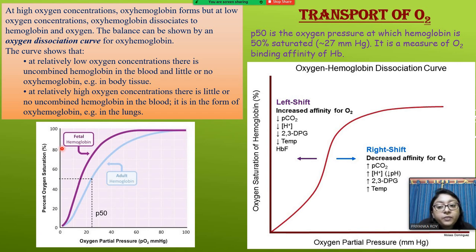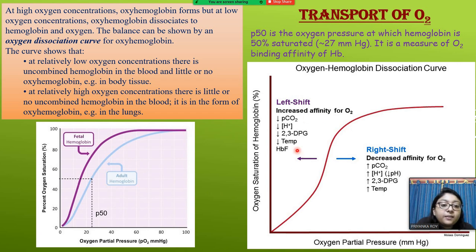Now, in case of fetal hemoglobin, the curve is left shifted a bit because it has increased affinity for oxygen. And in case of adult hemoglobin, the curve is a bit right shifted compared to fetal hemoglobin. This is because the fetal hemoglobin needs to be very active, as the fetus has to perform a lot of functions. Therefore the hemoglobin is adapted in that way so that it has increased affinity for oxygen.